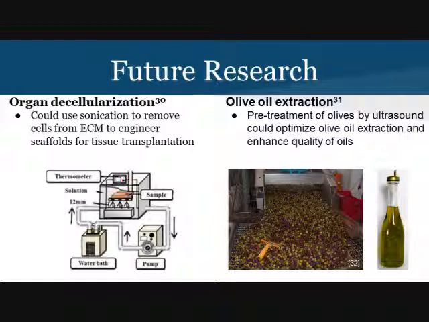Researchers in Japan have developed a process to remove cells from human organs using sonication, so that the remaining extracellular matrix can be seeded with the new cells for transplantation. While their experiments currently use bovine meniscus tissue samples, their goal is to eventually apply this process to human tissues.